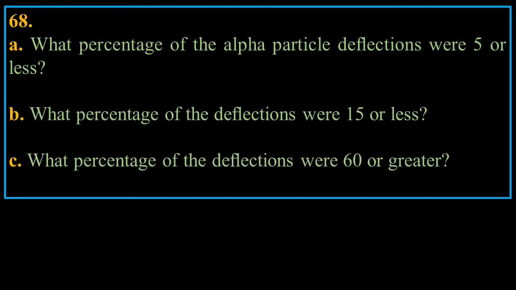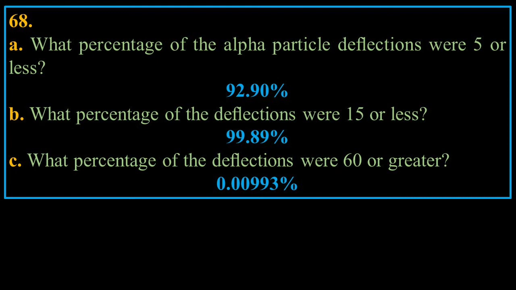So Rutherford's experiment was critical. And here I have what percentage of alpha particle deflections were 5 degrees or less, what percentage of the deflections were 15 or less, what percentage of deflections were 60 or greater. And listed in that table are the answers. I just used an Excel spreadsheet, made some equations, and made the calculations via the Excel spreadsheet, which I posted several slides earlier that I spoke about in great length.